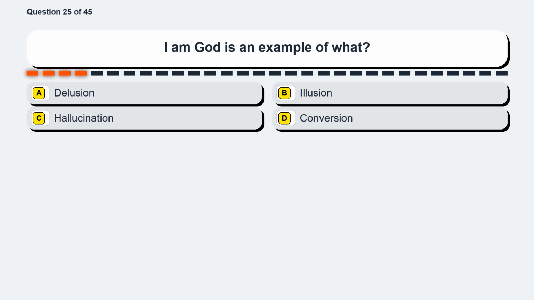Question 25. "I am God" is an example of what? Option A, delusion. Option B, illusion. Option C, hallucination. Option D, conversion.